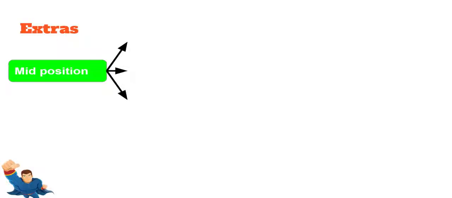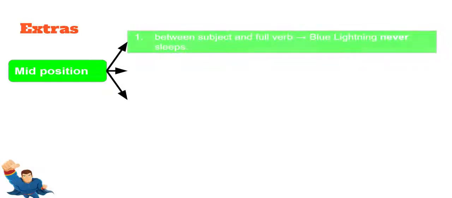There are two pieces of extra information I need you to know. I've already told you that things might be a little tricky with mid position. We've learned so far that mid position can normally be occupied by adverbs of frequency and adverbs of manner. And the tricky thing is that mid position means three different things. The first one is the most common one. Mid position means between subject and full verb, like in this example sentence here. Blue Lightning never sleeps. The subject, the full verb, and in between we have the adverb of frequency, never.